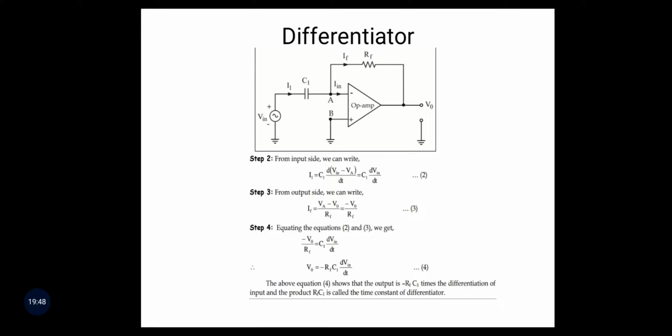So here the output voltage is the differentiation of the input voltage.